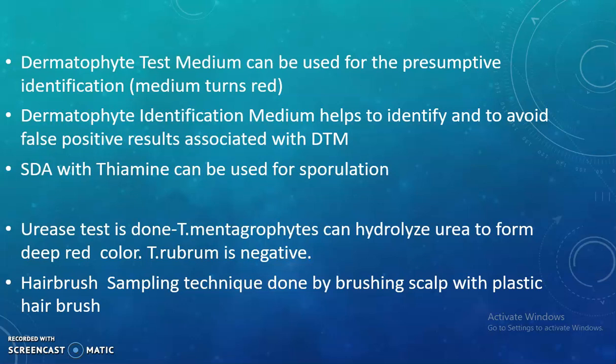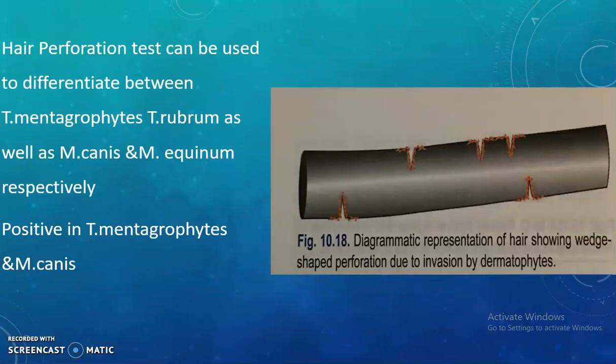Hairbrush sampling technique can be done using a plastic hairbrush. Hair perforation test can also be used for differentiating the different species of Trichophyton and Microsporum. Hair perforation test is positive for Trichophyton mentagrophytes and Microsporum canis.